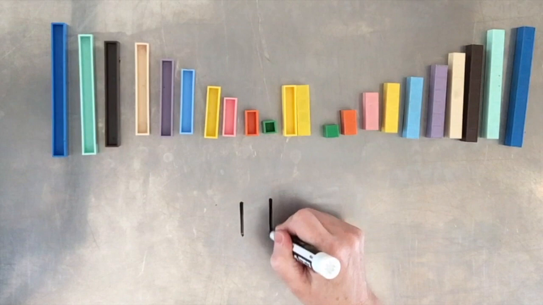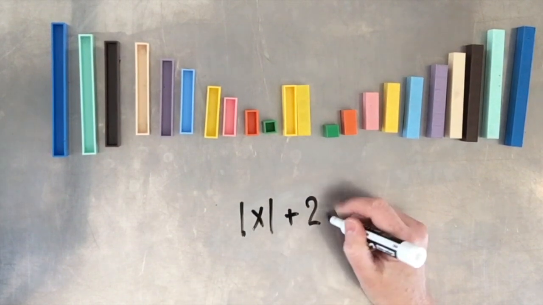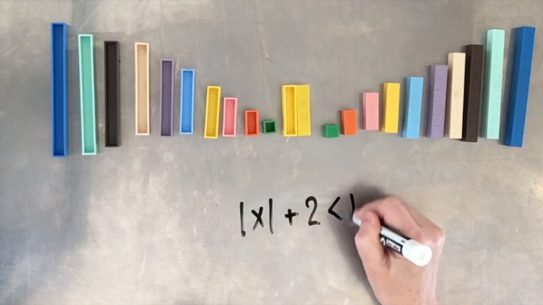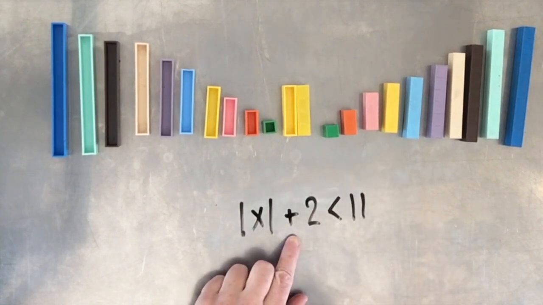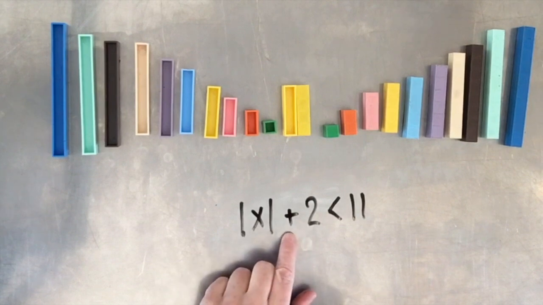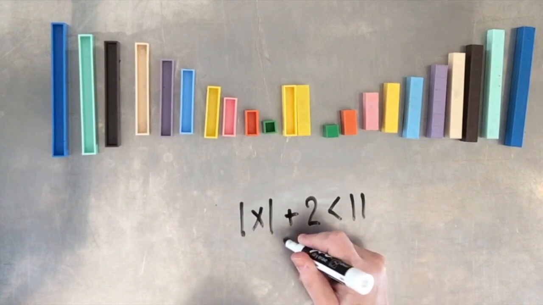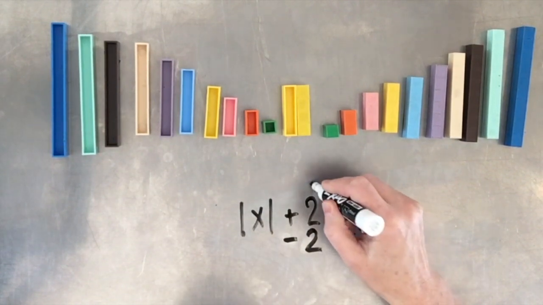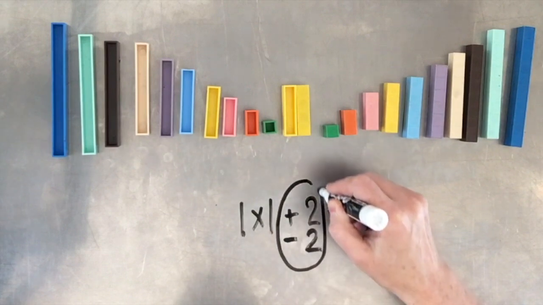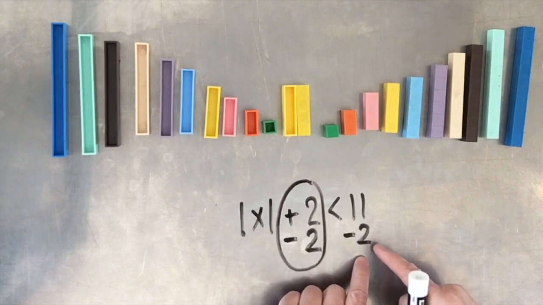The absolute value of some number plus 2 is less than 11. Okay? This looks a little complicated because it has this plus 2 here. So let's use hero 0 and get him out of the way for now. Okay? So there's hero 0 right there. See how we can move him? And that -2, we use hero 0, we got to take 2 away over here.